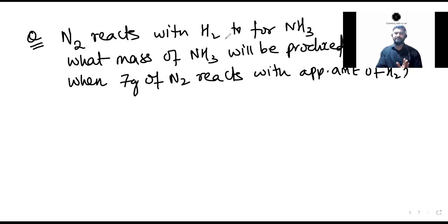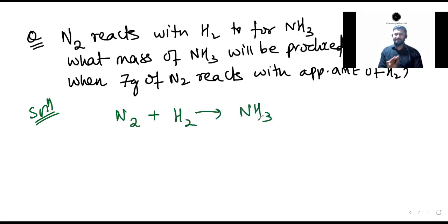How to do this question using POAC? Let's understand how to solve it. First thing first, write the equation. N2 reacts with hydrogen to form ammonia. That's it. Do we have to balance it? Not really. Just write A, B, C. Then make atom balance. So tell me, how to balance nitrogen atoms here? Make nitrogen balance.